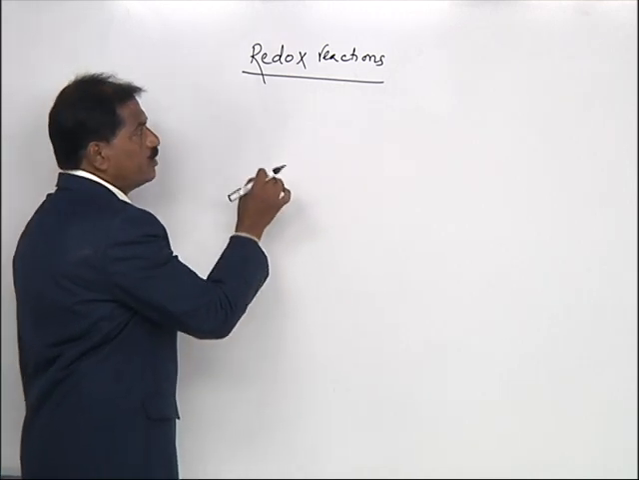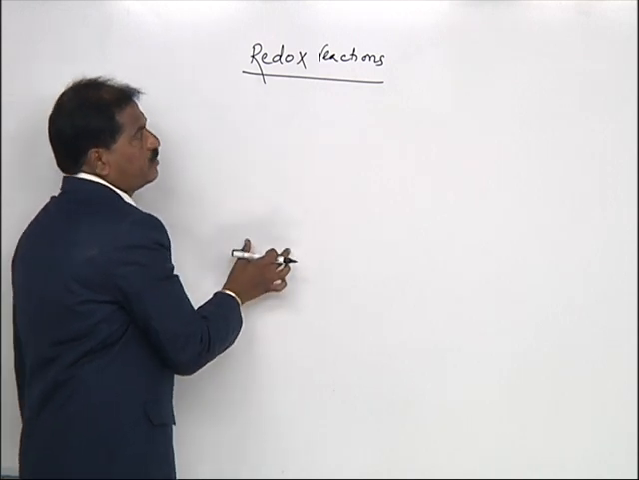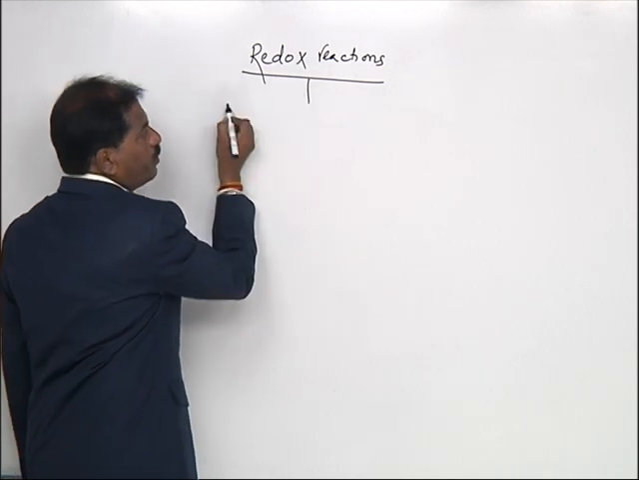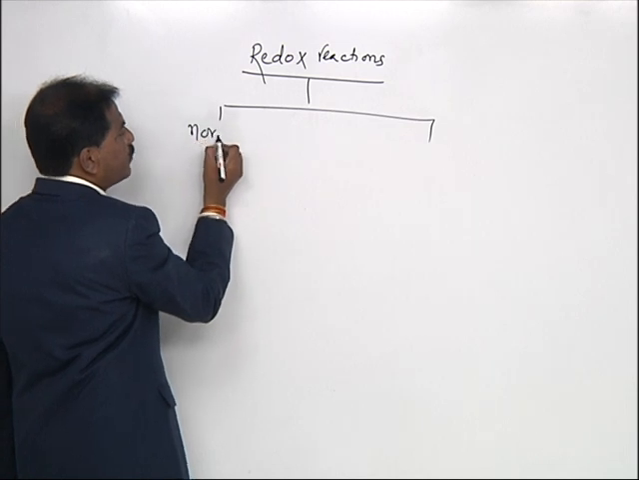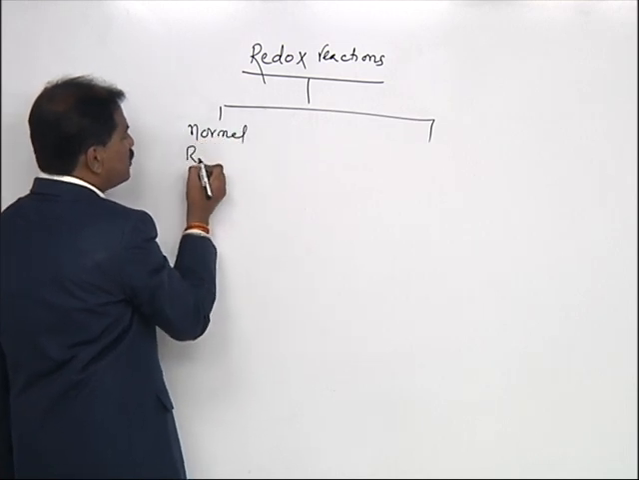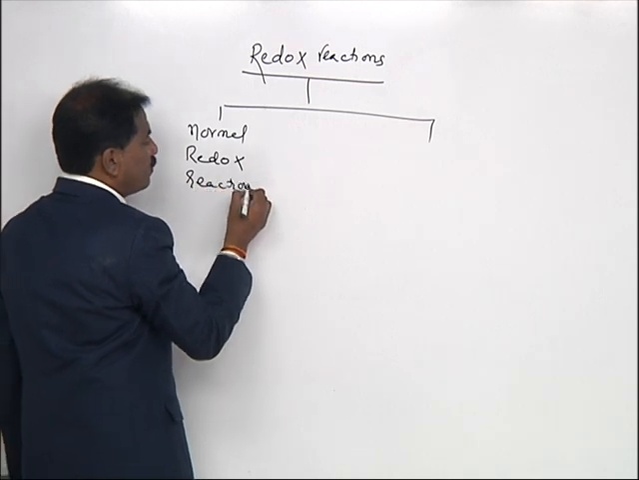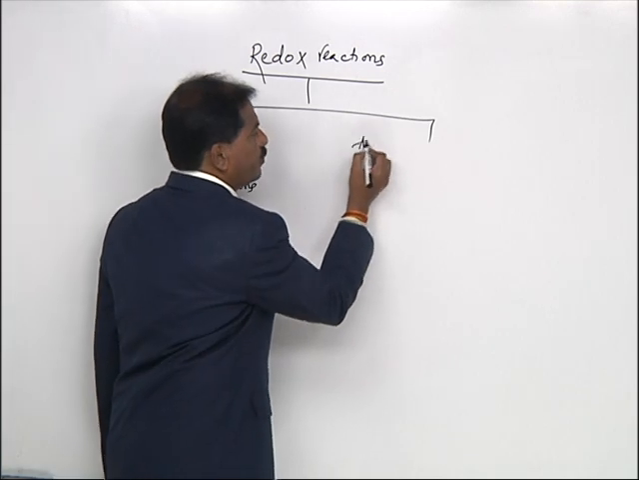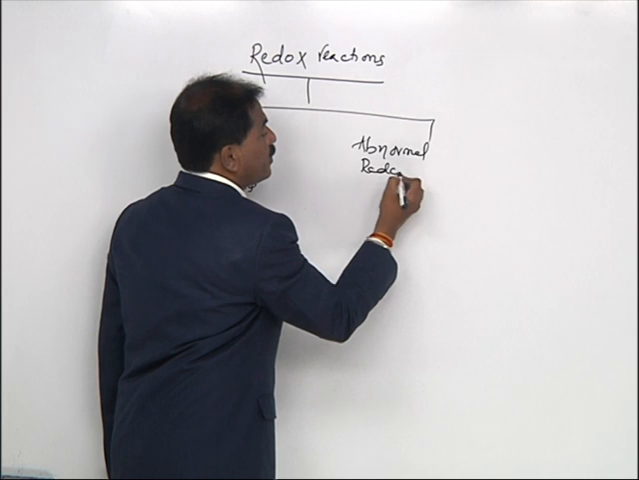Based on the nature of the species that participates in the exchange of electrons, the redox reactions are divided into two types. First type, normal redox reactions. Second type, abnormal redox reactions.